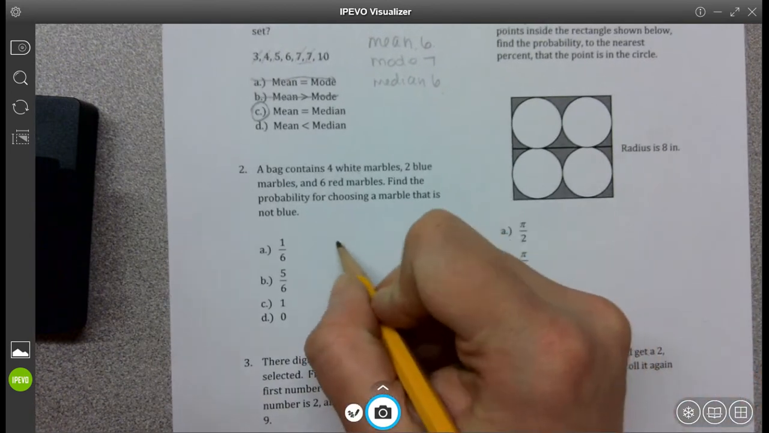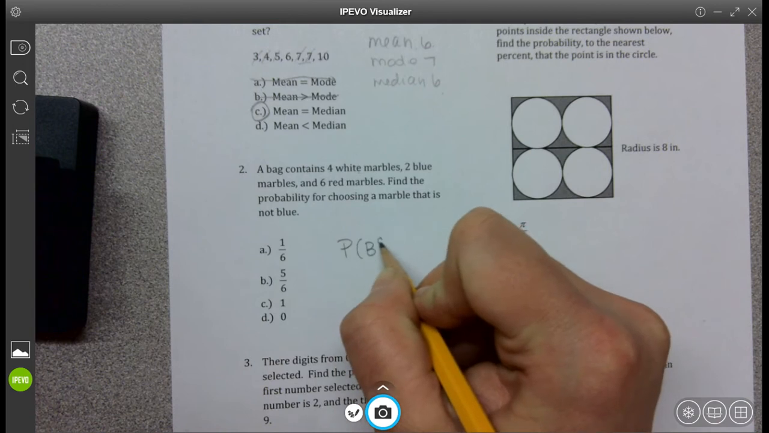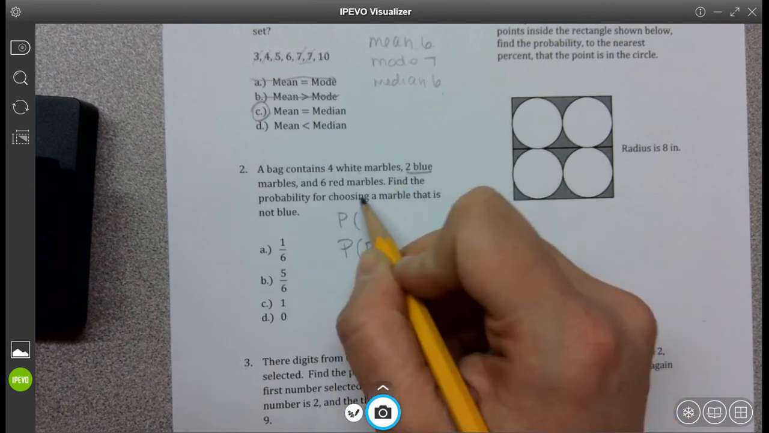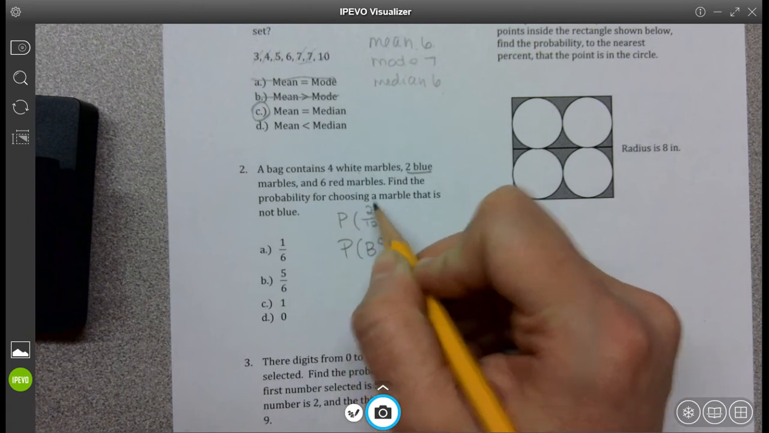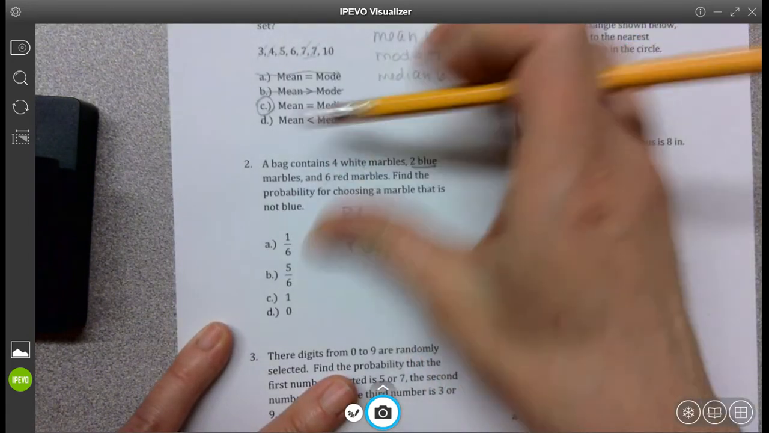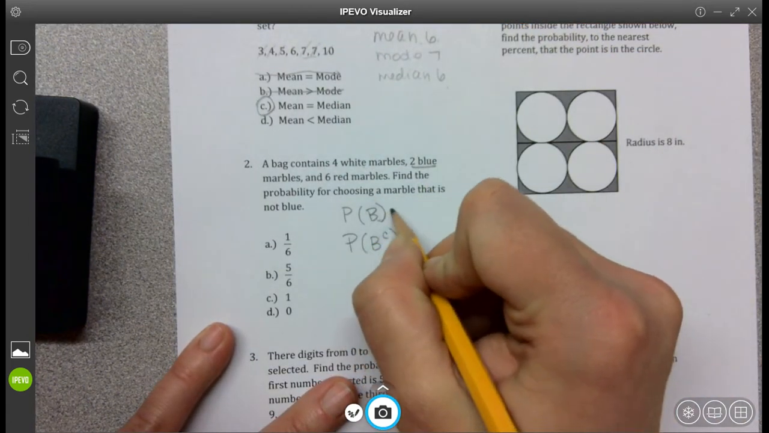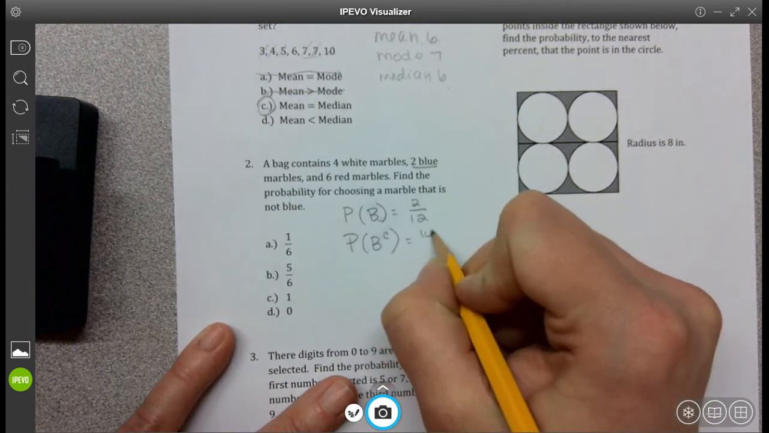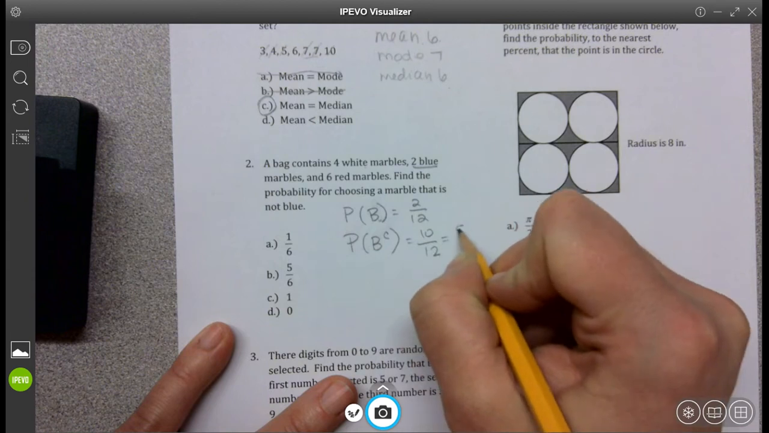Find the probability of choosing a marble that is not blue, or its complement. Well, the probability of choosing a blue marble is 2 out of 12. So the probability of not choosing it would be 10 out of 12, which is 5/6.